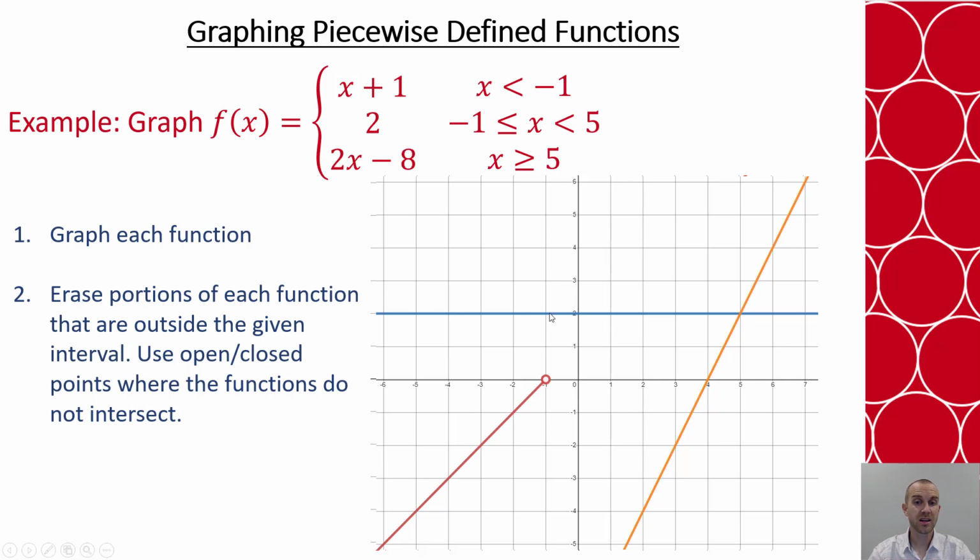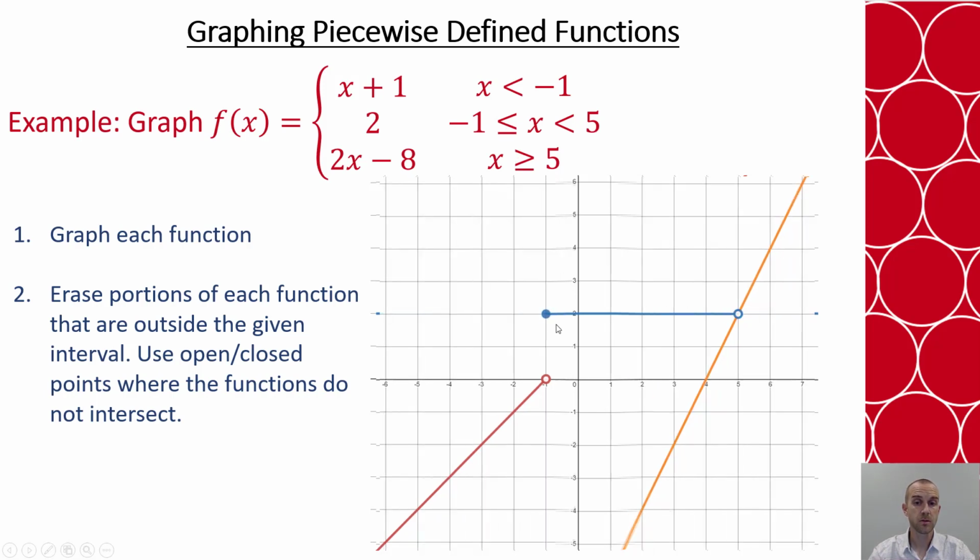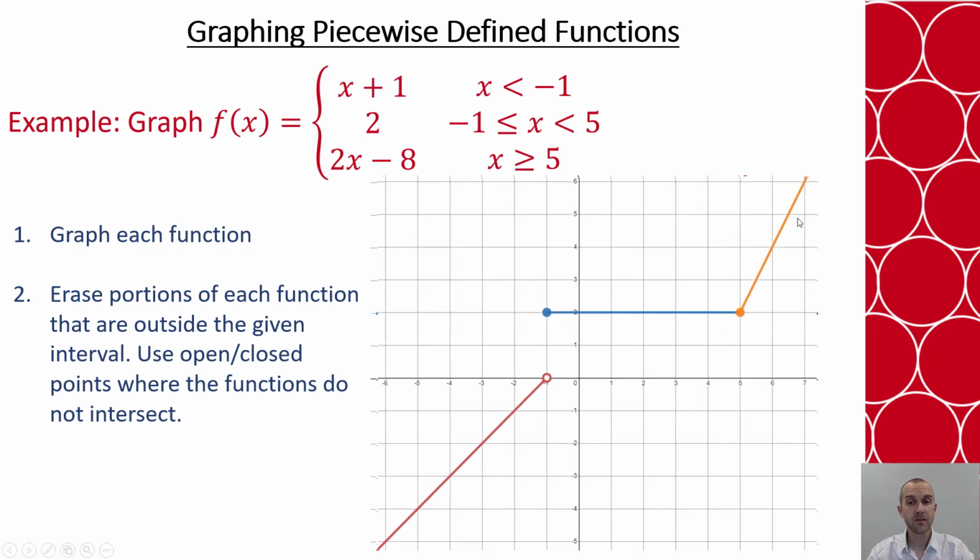Now I'm going to put a solid dot at negative 1 because it's equal to, and a hollow dot at 5 because it's less than, so that it only exists between negative 1 and 5. Now I'm saying that the last function goes for everything greater than or equal to 5. So now I can put a solid dot at 5, and then I erase everything before that. So here you can see one place the two lines intersect, another place they don't, so I have to define where that point exists at that given location. So the hollow dot means it's undefined, and the solid dot or solid point tells us it is defined there.